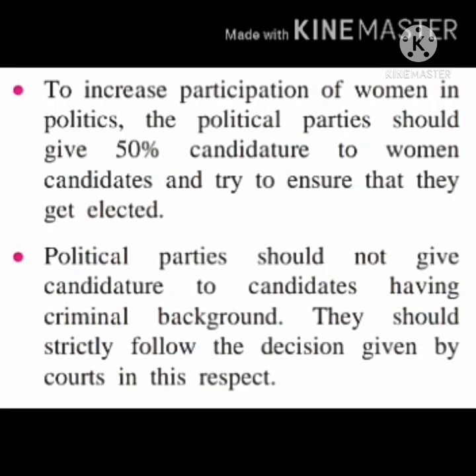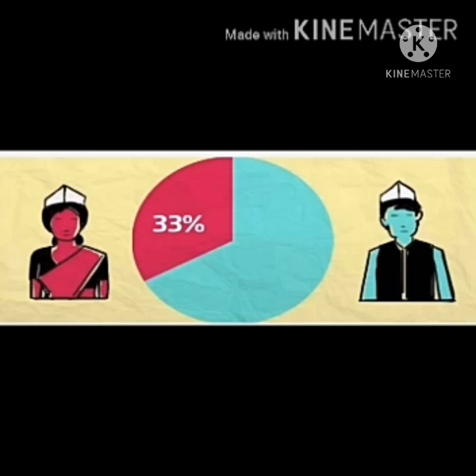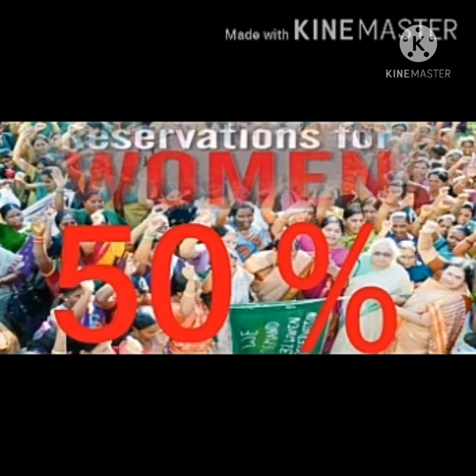The first one is to increase participation of women in politics. The political parties should give 50% candidature to women candidates and try to ensure that they get elected. 50% seats are reserved in Maharashtra for women in Panchayat and Municipal Corporation, and 33% seats are reserved at national level. So at national level also 50% seats should be reserved to encourage women to participate in politics.